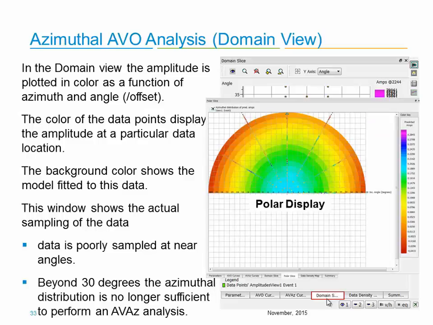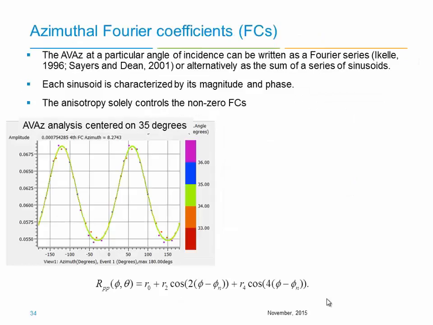Another way of looking at this is in the polar view. And both of them have their strengths. It's a little bit harder to see the data problems with this particular display, but you can see that we're actually modeling it quite nicely when we look at the far angles, which is the real key thing when we do this type of analysis.